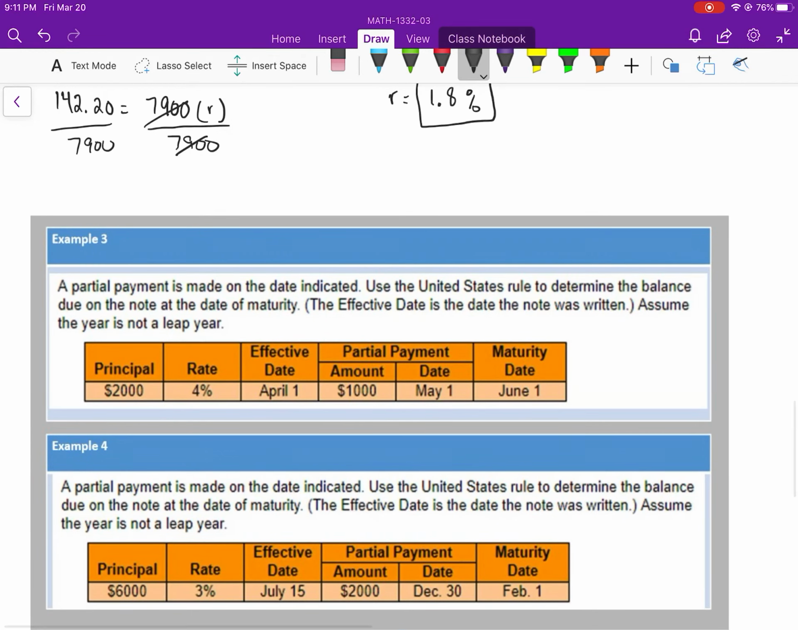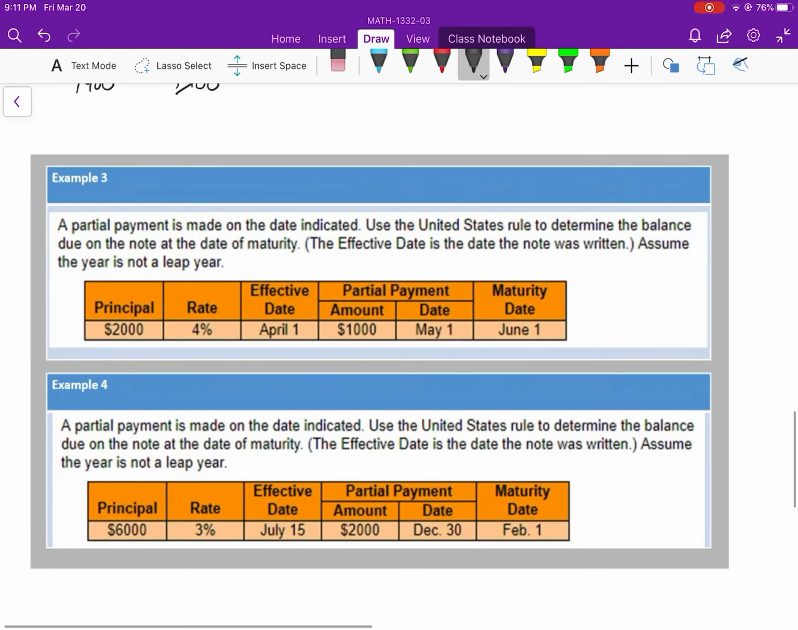All right, moving down to example 3 here. Here is where we're going to have to use the Julian date calendar. A partial payment is made on the date indicated. Use the United States rule to determine the balance due on a note at the date of maturity. The effective date is the date the note was written. Assume the year is not a leap year. Very important, because if it was a leap year, then we would have to include an extra day for February.